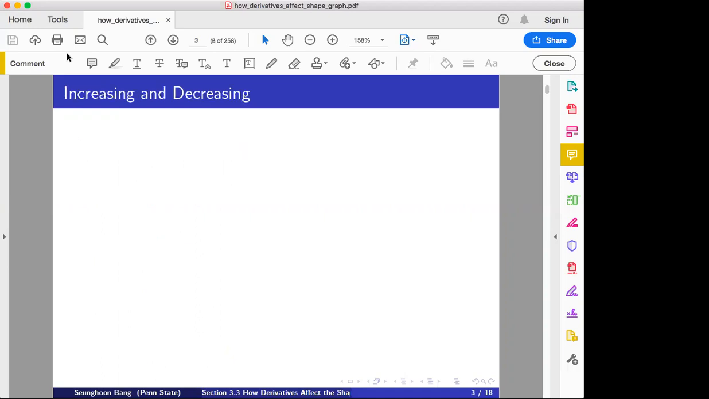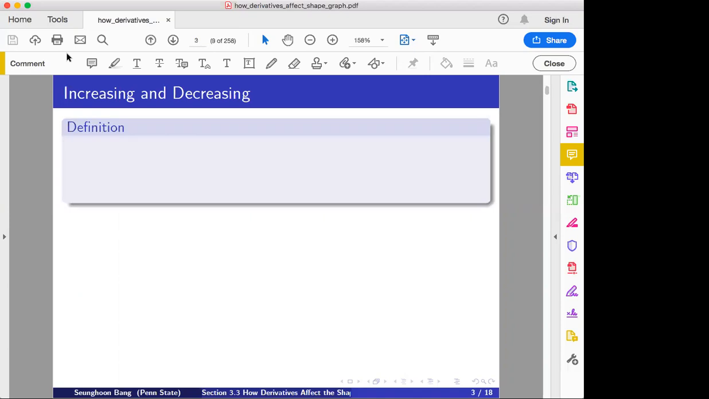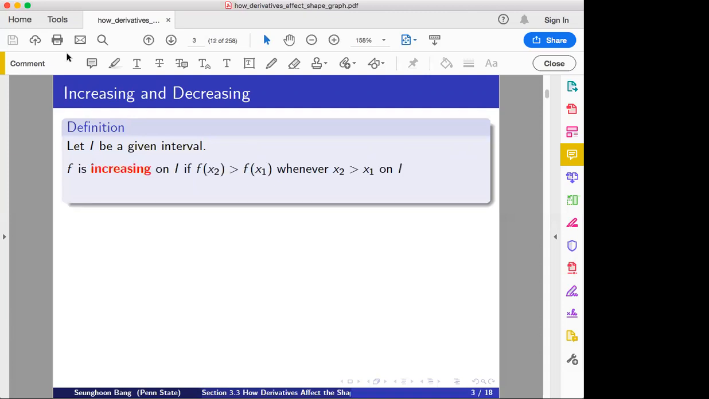First one, increasing and decreasing. This is the definition. Let I be a given interval. f is increasing on interval I if f of x2 is greater than f of x1 whenever x2 is greater than x1 on I. So what does it mean? The meaning is like this.